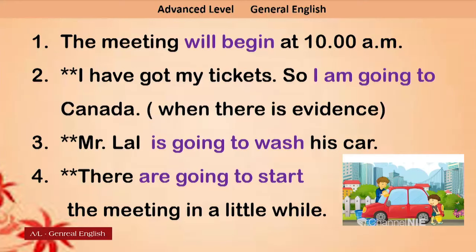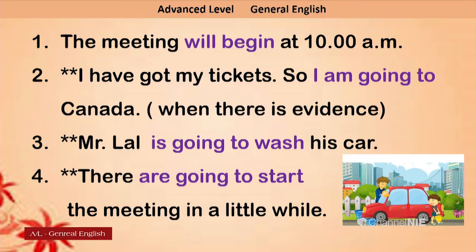I have got my tickets, so I am going to Canada. There I have used the going to form to indicate future, right. That is also another structure we use, going to, to indicate future events or ideas. When there is evidence, we use the going to form instead of will. In this example, the first requirement is that I have got my tickets. So there is a kind of evidence that I can go abroad. So, I am going to Canada.